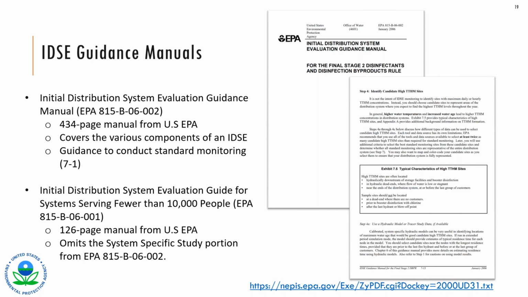The other manual is a 126-page manual from the EPA, and it's similar to the one above, but it's geared towards smaller systems. So it omits the sections about system-specific studies, which may not be applicable to small systems since they may not have the capacity to conduct one, or they may not have historical data to complete that option. So these guides are still helpful for systems who need to complete a compliance monitoring plan. It just gives you a rough idea of what exactly is required to choose your monitoring sites.